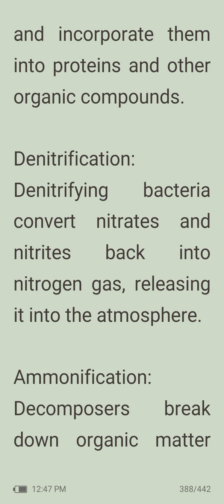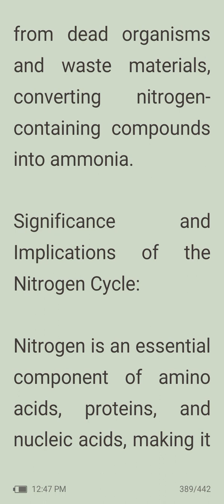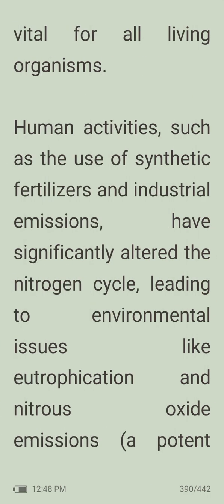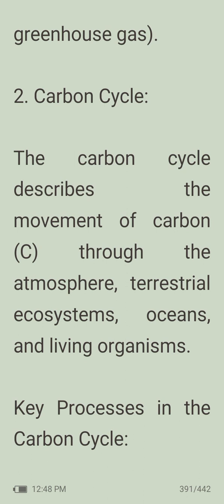Then ammonification. Decomposers break down organic matter from dead organisms and waste materials, converting nitrogen containing compounds into ammonia. Then significance and implications of the nitrogen cycle. Nitrogen is an essential component of amino acids, proteins, and nucleic acids, making it vital for all living organisms. Human activities such as the use of synthetic fertilizers and industrial emissions have significantly altered the nitrogen cycle, leading to environmental issues like eutrophication and nitrous oxide emissions, a potent greenhouse gas.